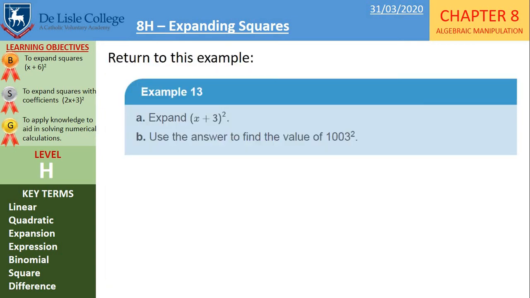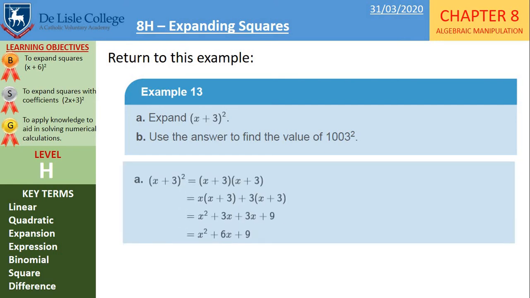Okay, we're going to go back to an example we looked at earlier. We only looked at part A earlier. Part B is now applying this knowledge to solve numerical problems. So that is our gold objective that you can see at the side. So for part A, we expanded using the expansion method, and we got x squared plus 6x plus 9. Now part B tells us to use that answer to find the value of 1003 squared.